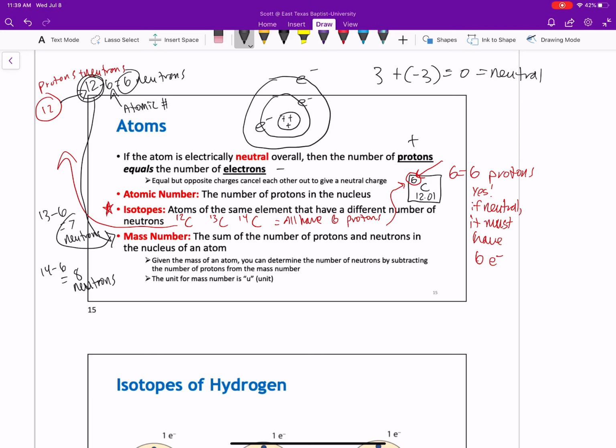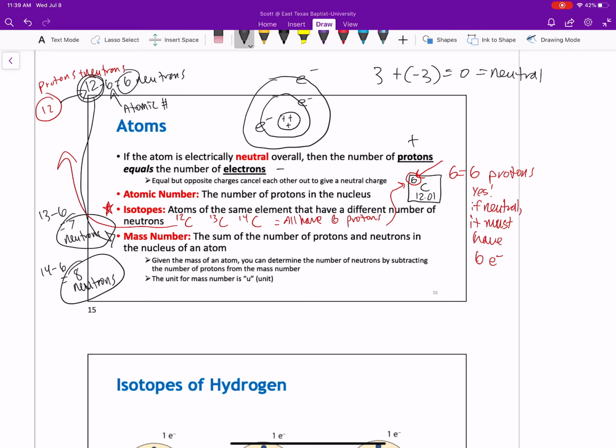And so the question is, what is the relationship between these 3 species? They're the same atom, right? They're all carbon. They're all neutral, so they're not ions, and so that makes them isotopes, atoms of the same element that have a different number of neutrons.